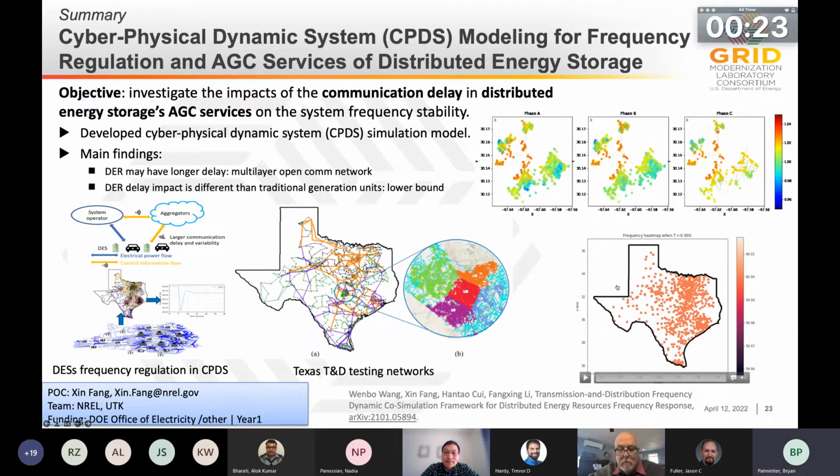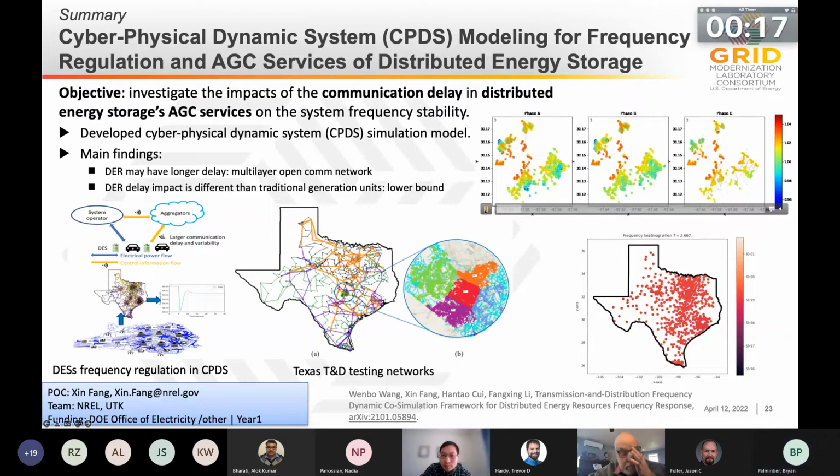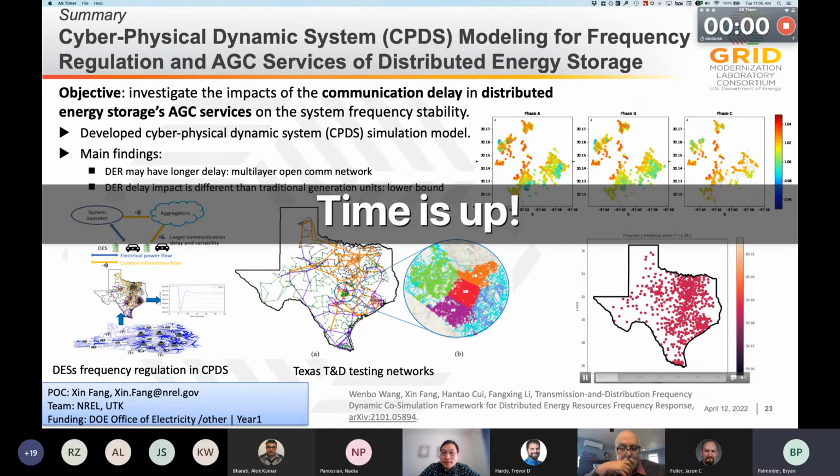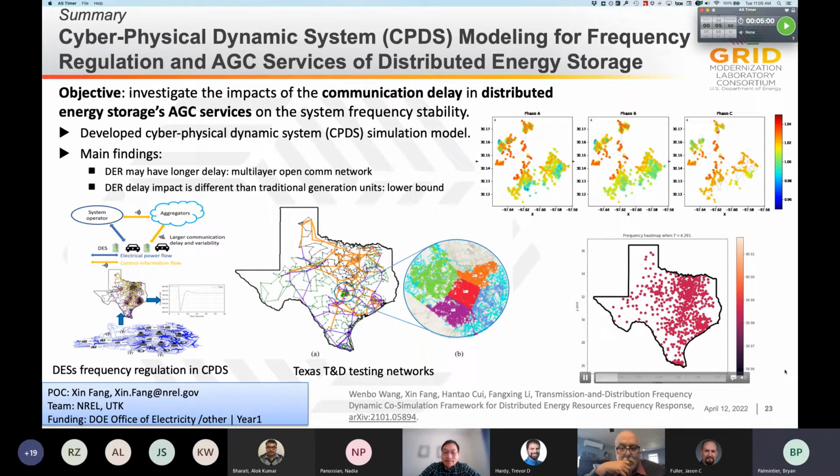Excellent. I see a couple of these look like they're videos. Should I push play on which one first? Yeah, that frequency one should. I think the other one should be okay. It just shows the system response following the contingency, transmission level response and distribution level response. Very cool. Okay. Awesome. Yeah, thanks so much.